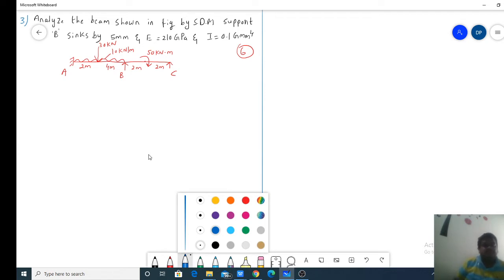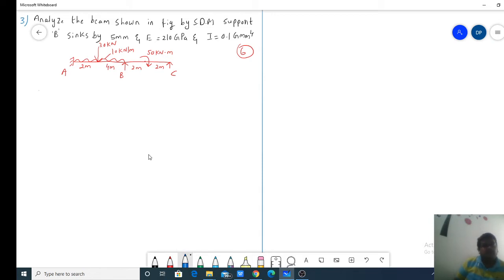Now whenever you are seeing this problem, analyze the beam shown in the figure by slope deflection method, and they have given support B is sinking by 5 mm and E as 210 gigapascal and I as 0.1 giga mm raised to 4. Now whenever such type of numericals come across, first we need to find the value of EI. Wherever you are calculating EI, the unit here should be kilonewton meter square.